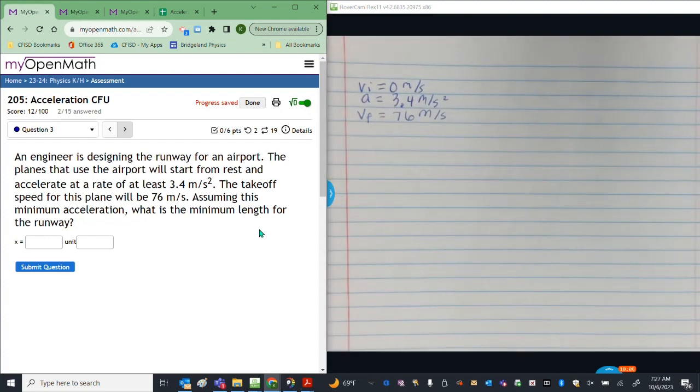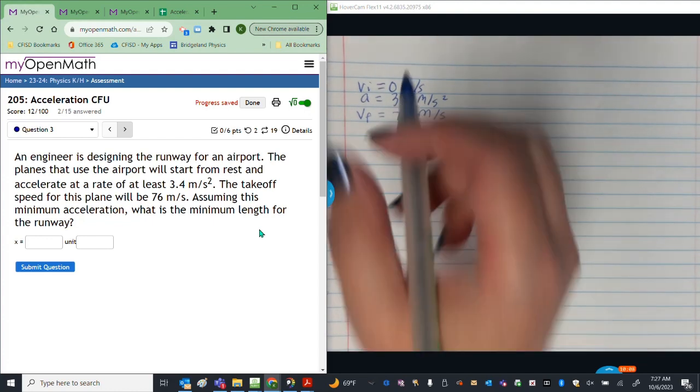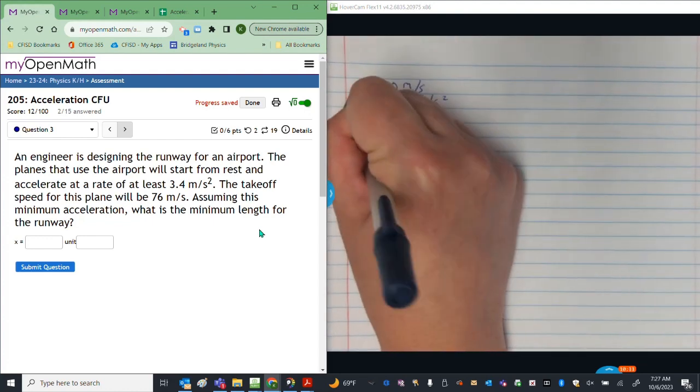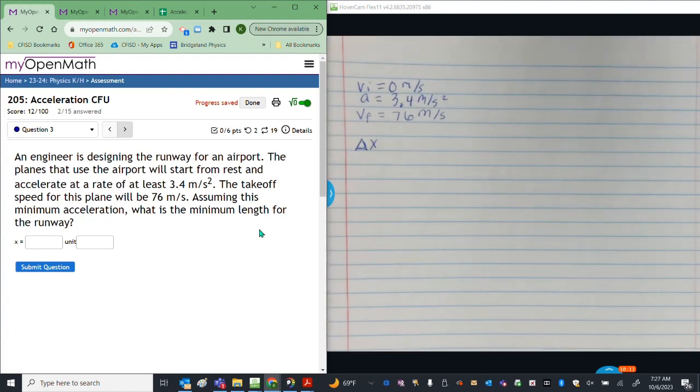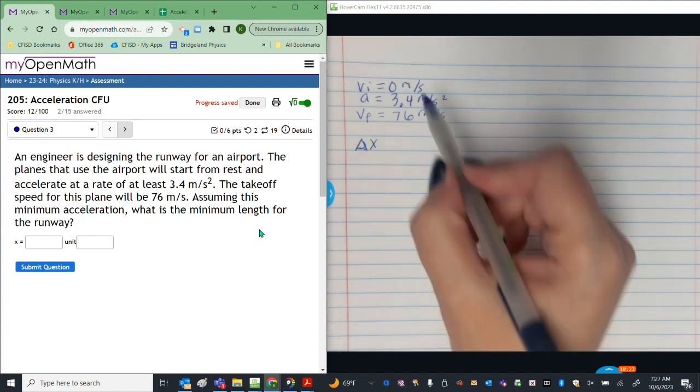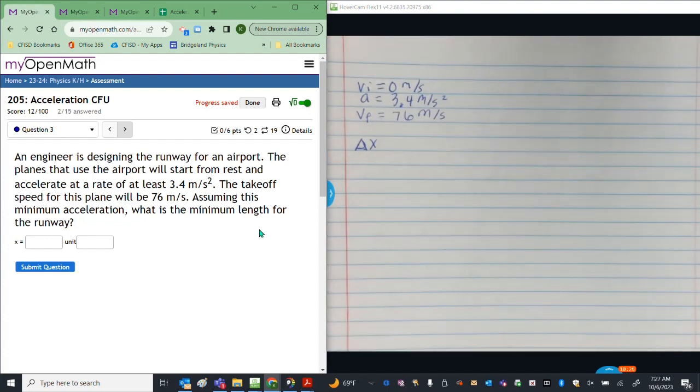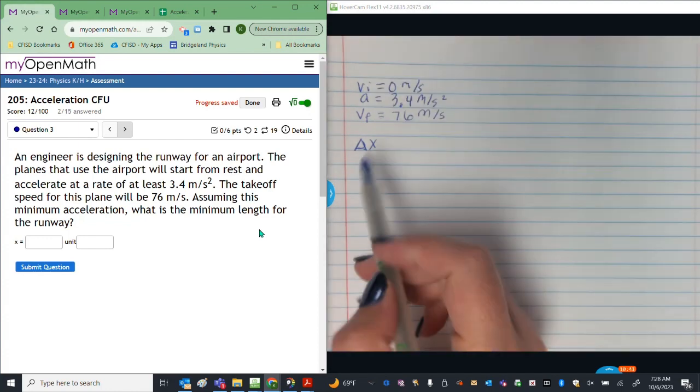So I have VI, I have A, I have VF. I'm looking for delta X. And again, I'm going to take a look at my equations that are listed on my board. VF equals VI plus A times T. That's that first equation. I do have 3 of those things. I could use it to solve for time and then find delta X if you want. However, the second equation up there, VF squared equals VI squared plus 2 times A times delta X will allow me to actually solve for this in a single step.